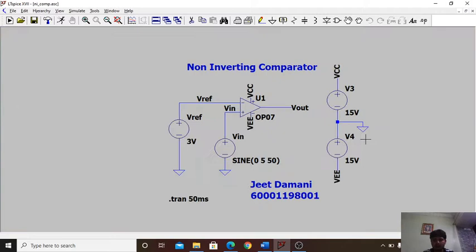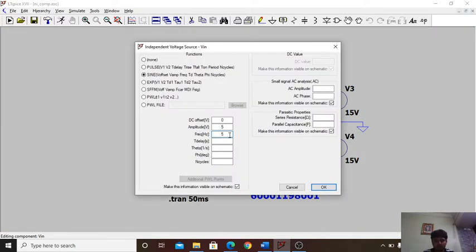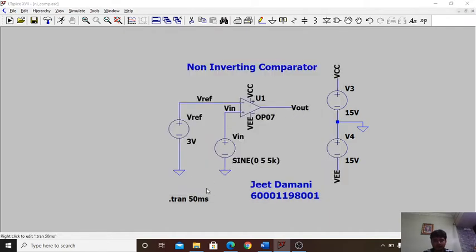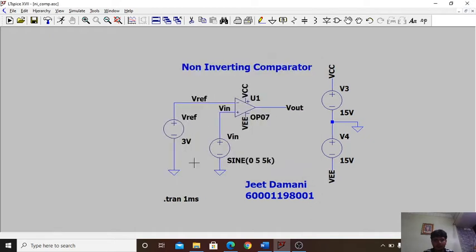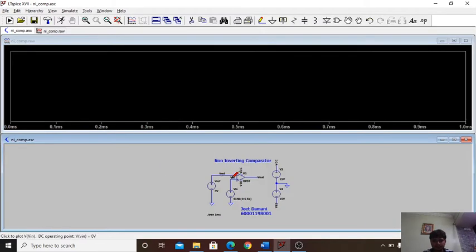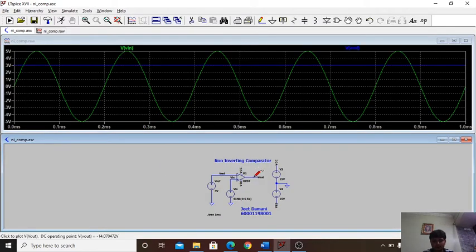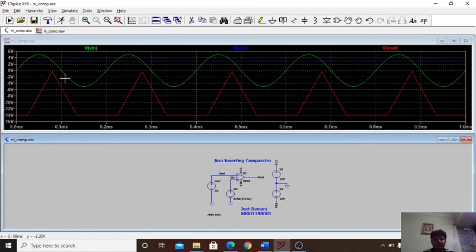Now we'll increase the frequency of the sinusoidal input. We'll change it to 5 kHz, and now we'll simulate it. As you can see, there is a distortion in the output signal because of the increase in the frequency. The open loop comparator output gets distorted. So we need to use a higher slew rate op-amp for this.